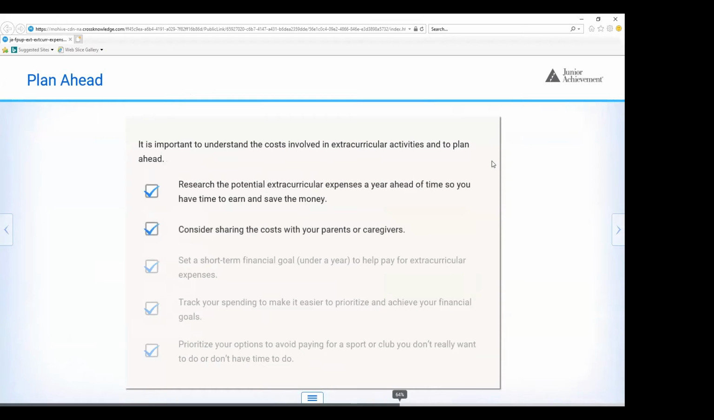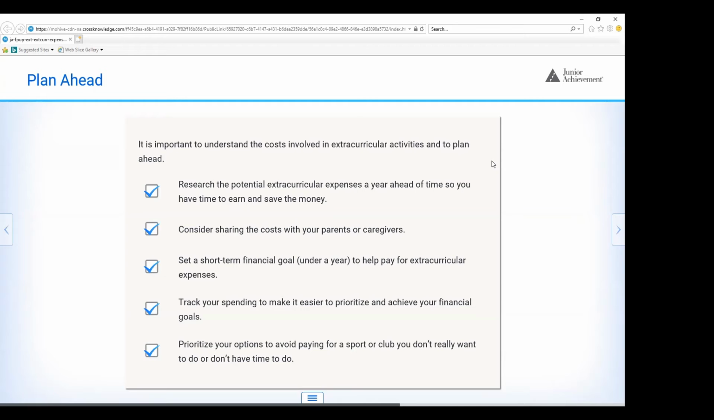It is important to understand the costs involved in extracurricular activities and to plan ahead. Research the potential extracurricular expenses a year ahead of time so you have time to earn and save money, whether that's doing chores and saving up money from an allowance, or if you have a job. It's always good to make sure you plan ahead. Look at what you could possibly be spending over the year and try to save up for that.